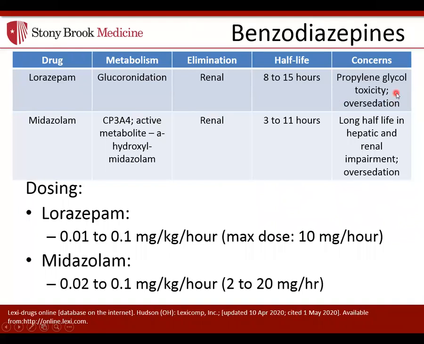So injectable lorazepam is diluted in a propylene glycol solvent, and that propylene glycol can actually cause toxicity. It can occur with lorazepam infusions if you use it for more than 48 hours at high doses of about 6 to 8 milligrams per hour. So the way to monitor for propylene glycol toxicity is through monitoring of the osmolar gap.